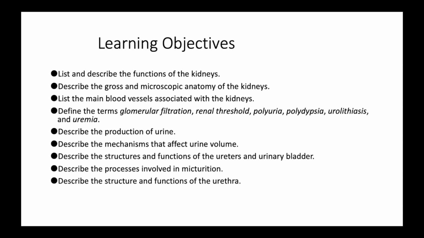Define the terms glomerular filtration, renal threshold, polyuria, polydipsia, urolithiasis, and uremia. Describe the production of urine. Describe the mechanisms that affect urine volume. Describe the structures and functions of the ureters and bladder. Describe the processes involved in micturition. And describe the structure and functions of the urethra.